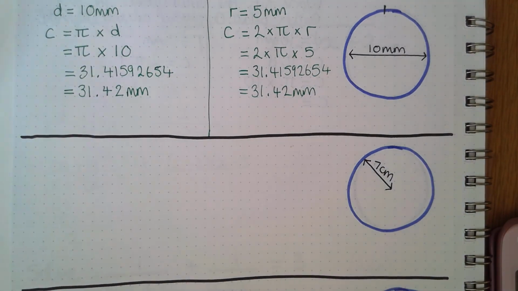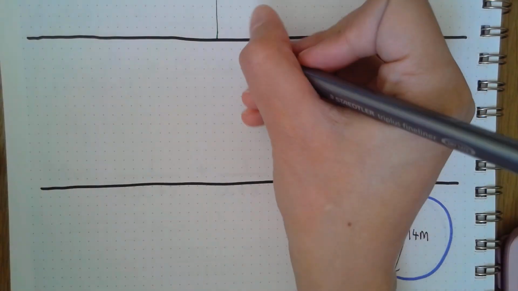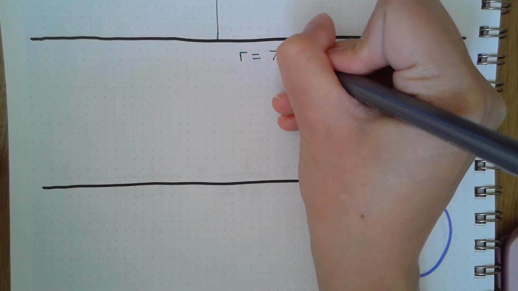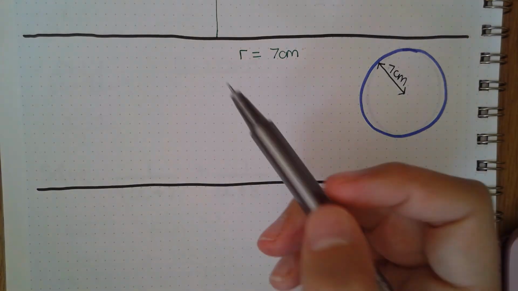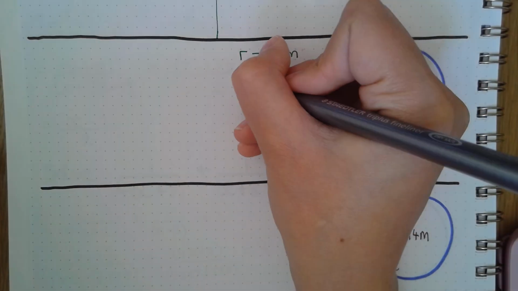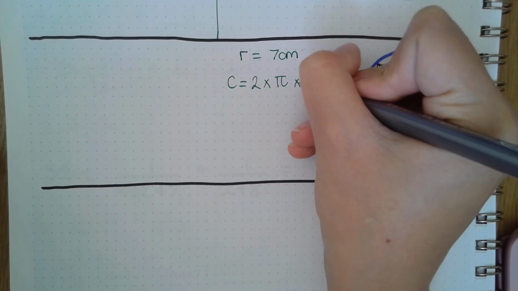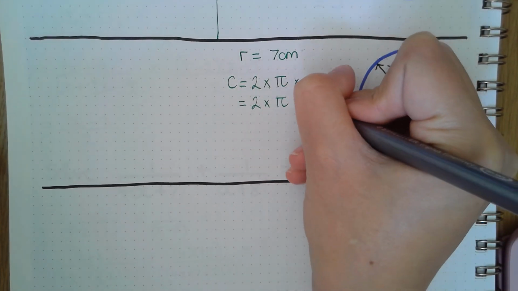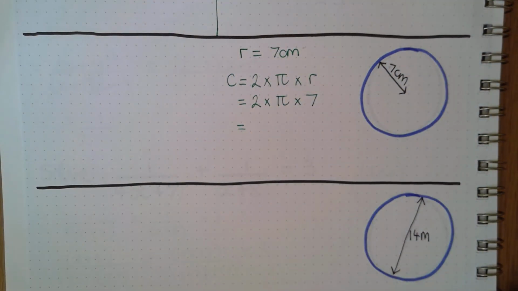Okay, this next one underneath, we've been given the radius. So I can say r is equal to 7 centimeters. Now I'm not going to use both this time. I'm just going to use the one involving r because I've been given the radius. So C equals 2 times pi times r. 2 stays the same, pi stays the same. R we know is 7. I can just type that in my calculator.